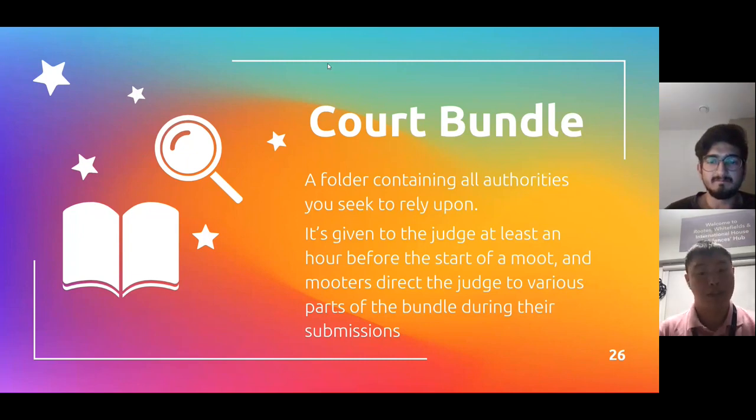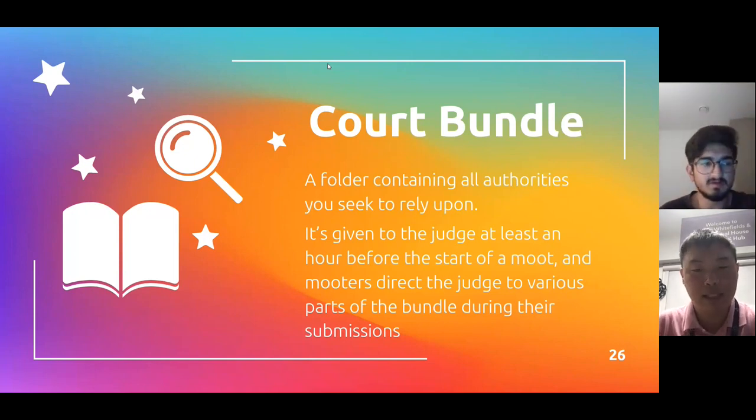Absolutely. So the court bundle is perhaps, I would argue, the key document in a moot. It is the document that is made available before the moot to judges and also your opponents. It's kind of like a really big file containing all the authorities that you rely on and also your skeleton argument. Without going into too many details, it is important to note that at Warwick, we do have specific requirements for how you build your bundle.